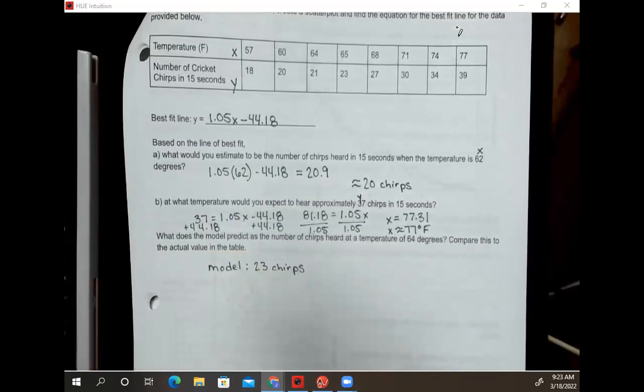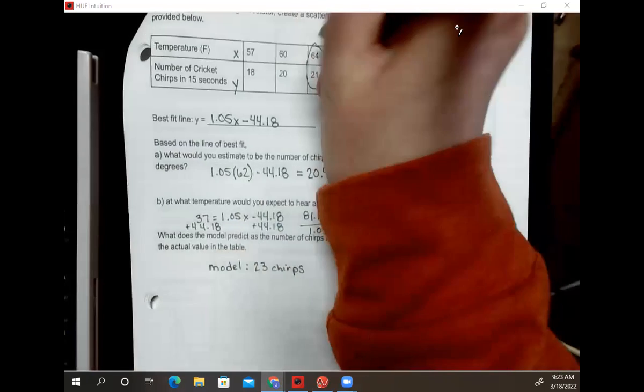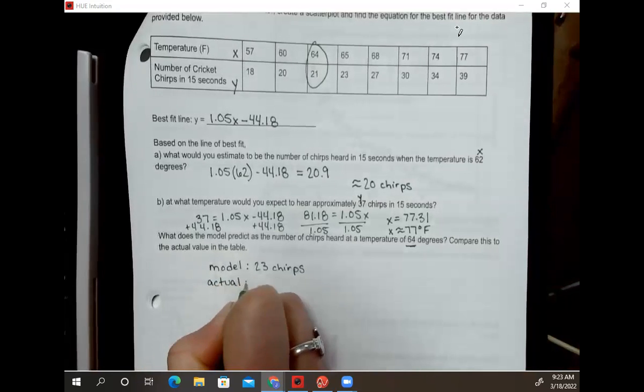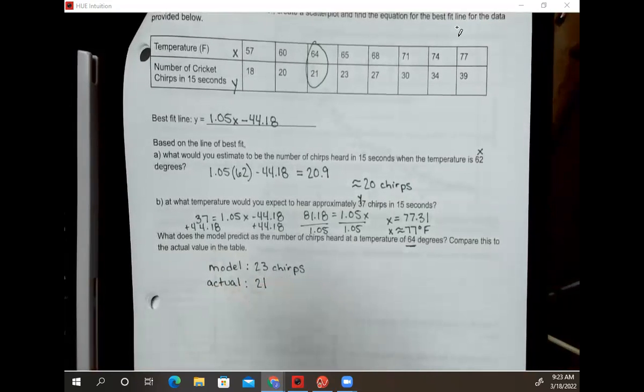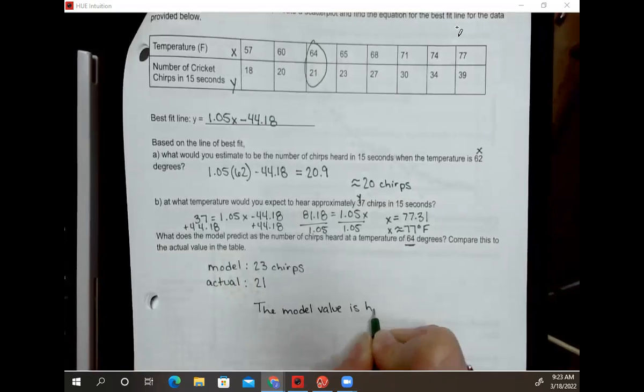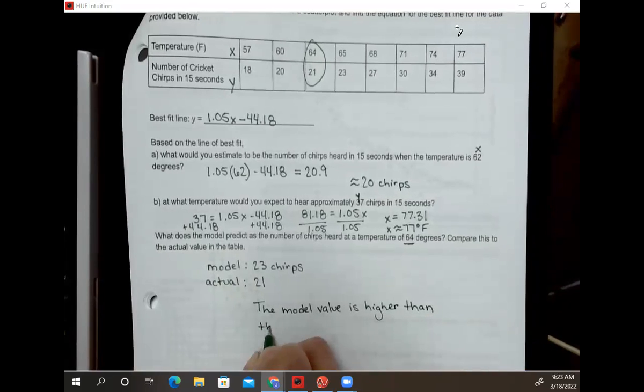Now, we actually have a recorded value for 64 degrees in our table. That would be right here. So our actual value was 21. The model value is higher than the actual value.